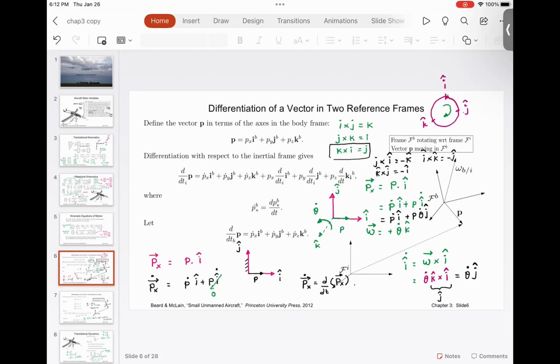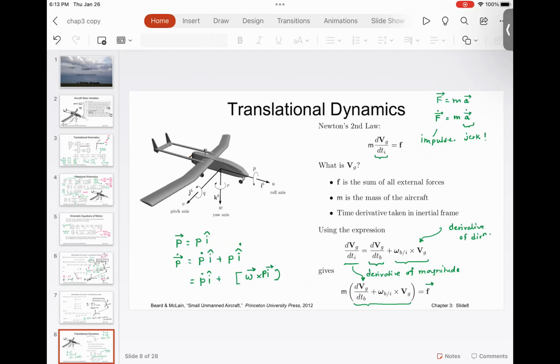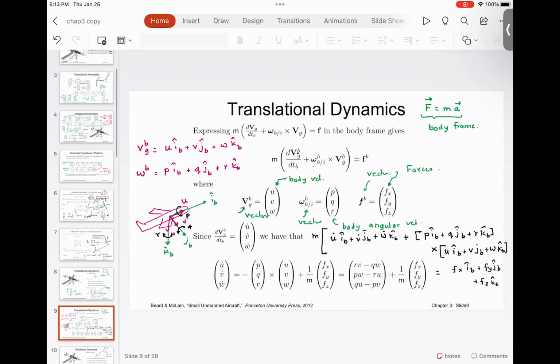This is something that we talked about in the last 2 classes, differentiation of a vector with respect to a frame. We also talked about the translational dynamics and how it applies when you have a vector in a frame that is rotating. So you have a vector in the frame and the frame is rotating. And that gives us this set of equations. They come from Newton's law.